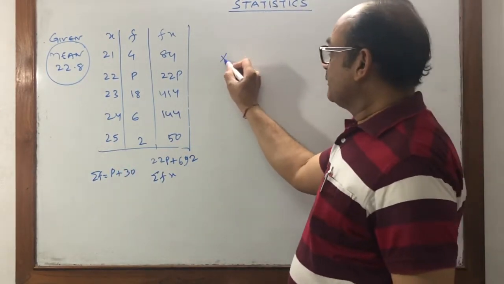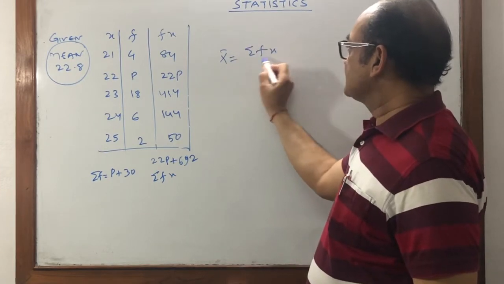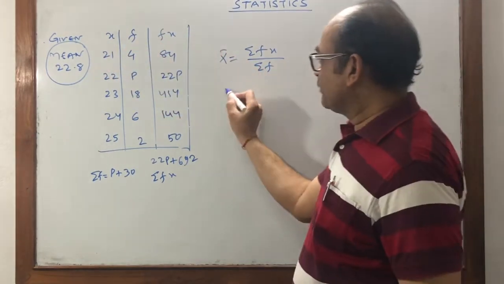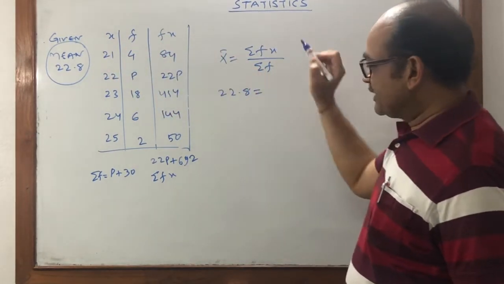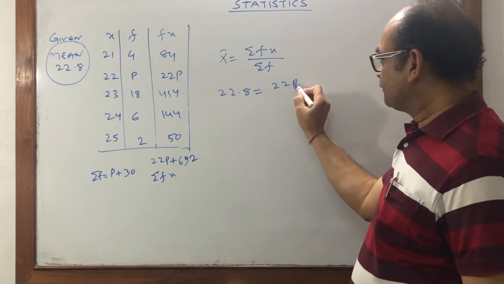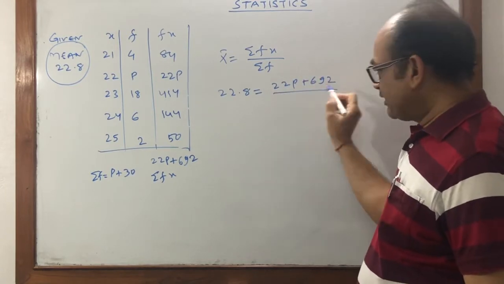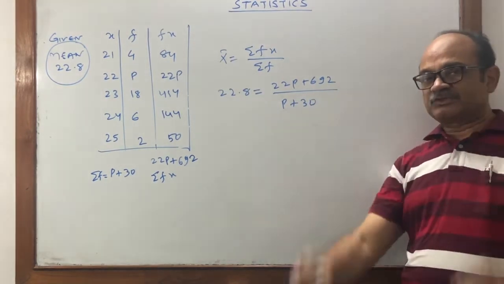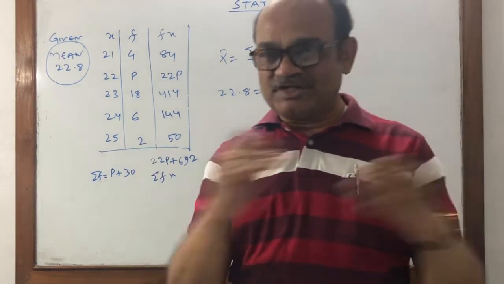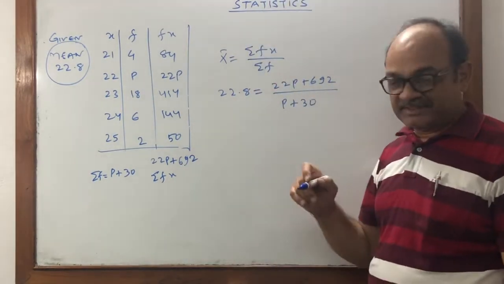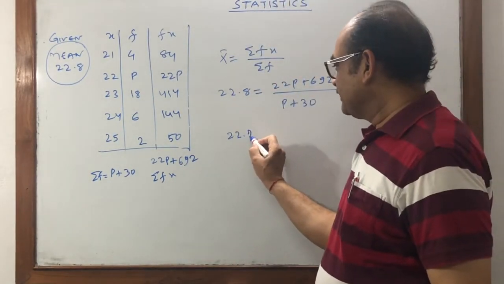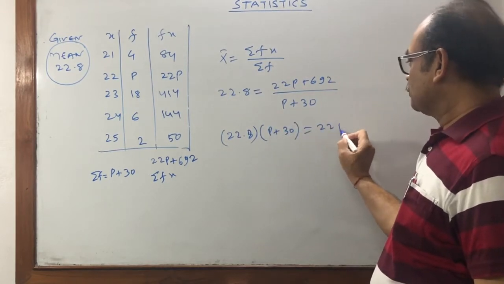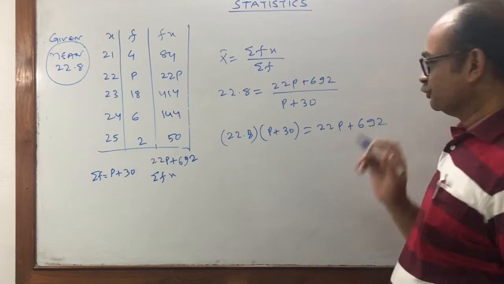First we write the formula: mean equals sigma fx divided by sigma f. What is mean given to you? 22.8. What is sigma fx? We have calculated 22p plus 692 divided by p plus 30. Our aim is to calculate p. It means you have to cross multiply and get the value of p. So what we'll do? 22.8 into p plus 30 equals 22p plus 692.